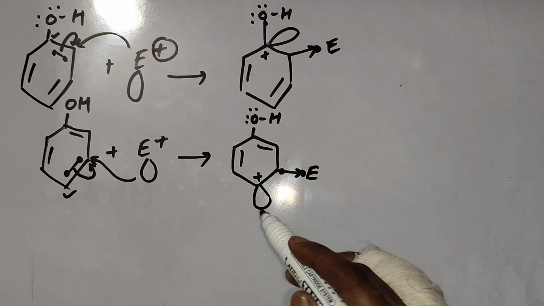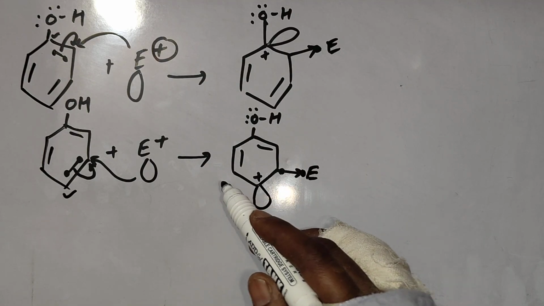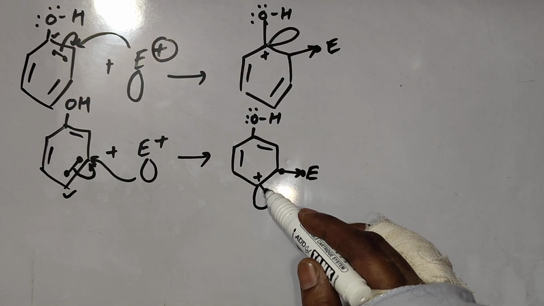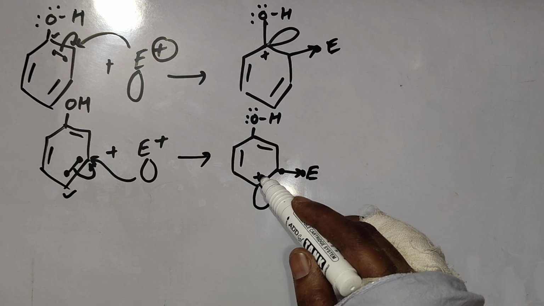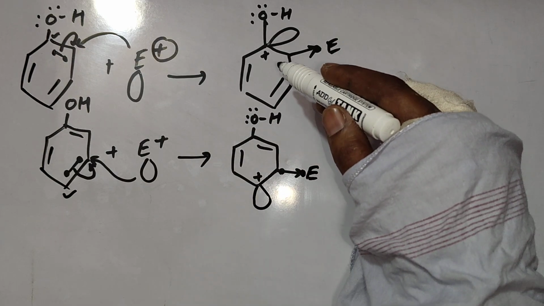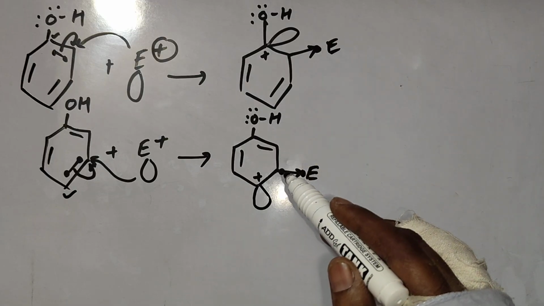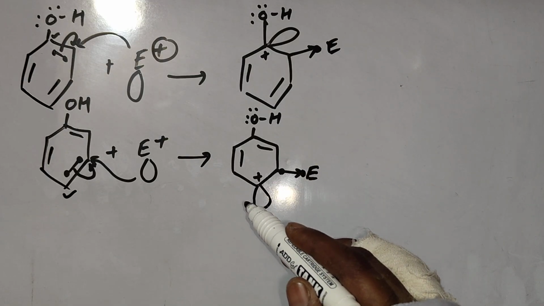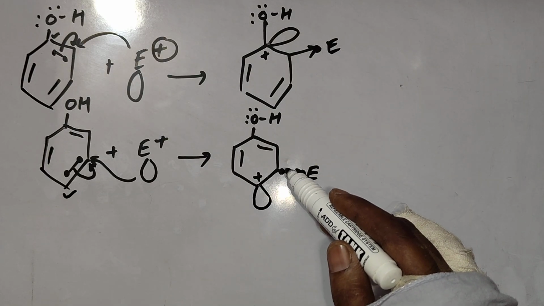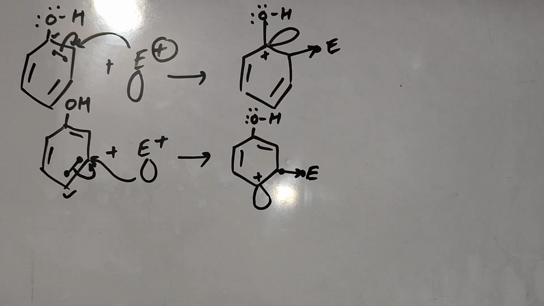Now, which intermediate did we get after the meta attack of the electrophile? Carbocation. This is also a carbocation, carbon carrying a positive charge. This is the carbocation which is generated due to the attack of E on the ortho position. This is the carbocation which is generated due to the attack of the electrophile on the meta position.